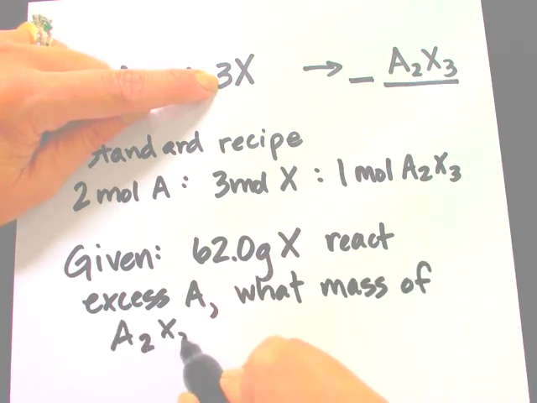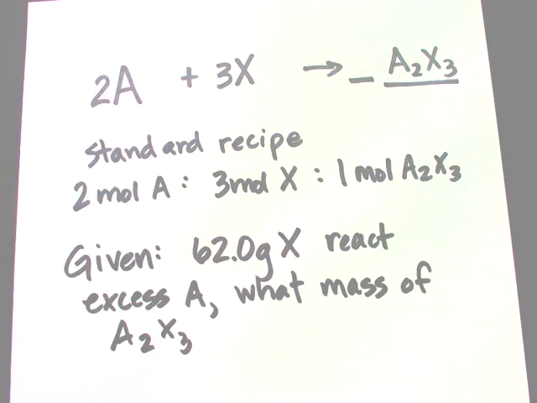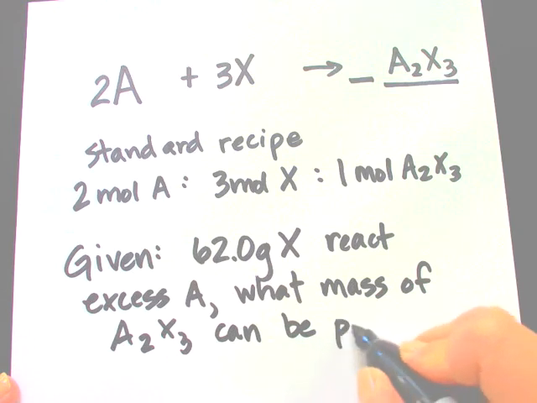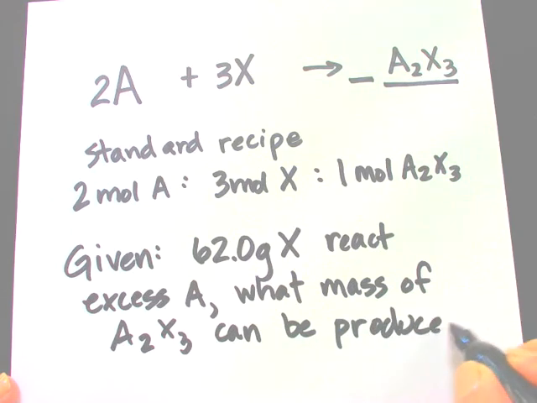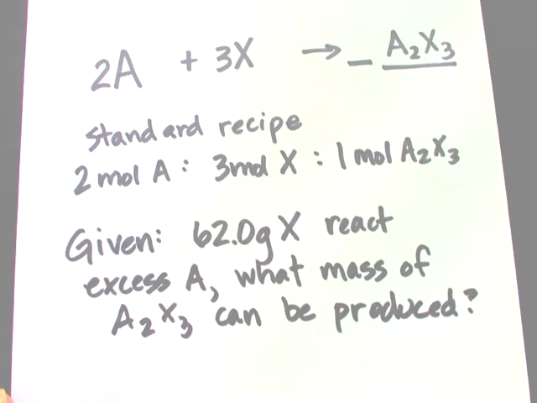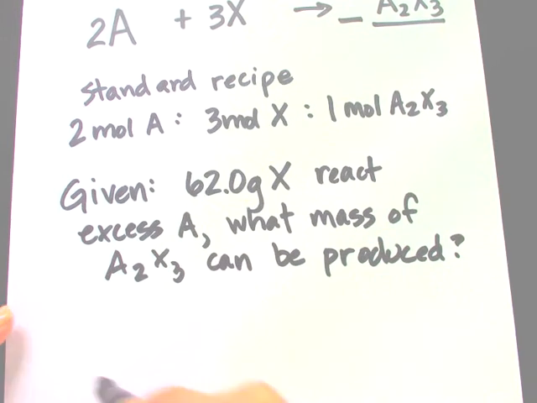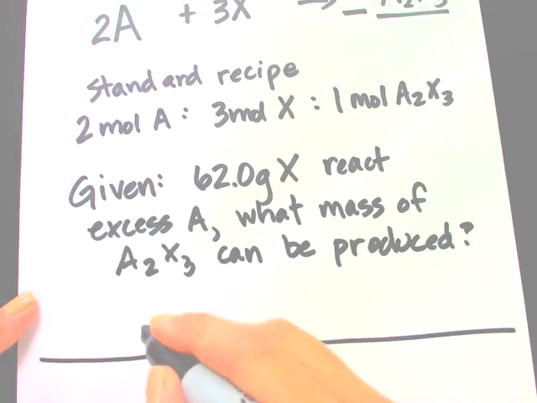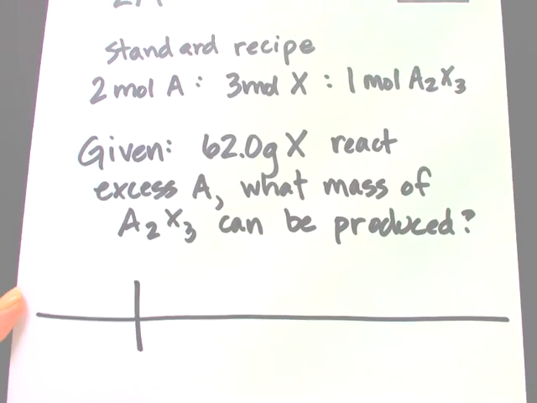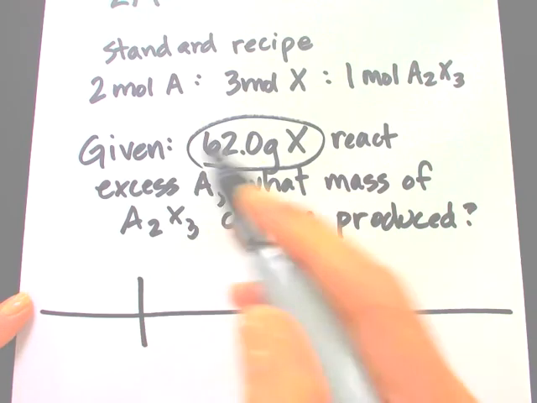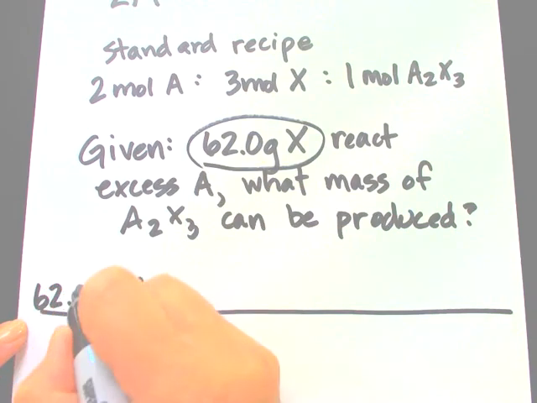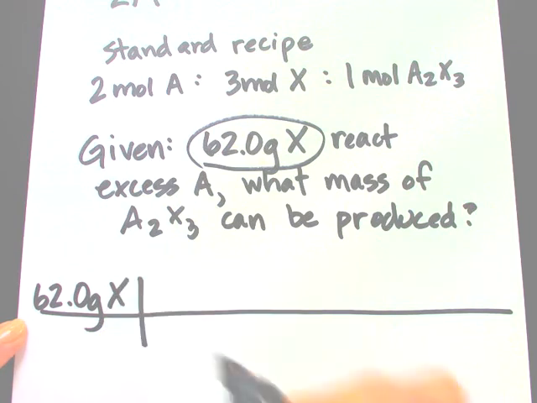So you should recognize, if you've read several problems in the homework, that this is normally how they read. You are given one quantity and you're asked to find another quantity. Alright, so the setup for these is always going to look the same. You're going to start with the given quantity, which is, in this case, 62 grams of X, whatever it is.